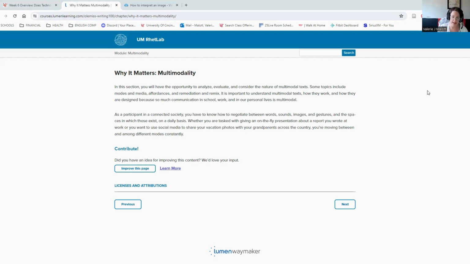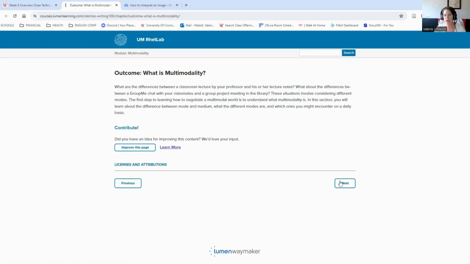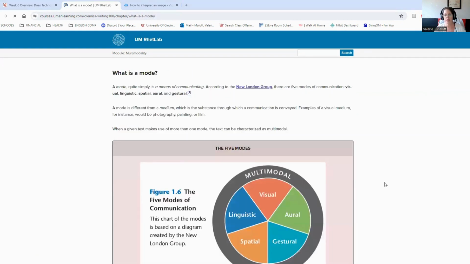So, multimodality, think about it and break down the word into its elements, right? We have multi, which is many, and then we have modal, and modality is the way or the form that a text will take. So we can be presented information in many different ways, in many different modes. This module in the University of Mississippi Ret Lab explains that a little bit better. So make sure that you click through all of the pages by using the next button.